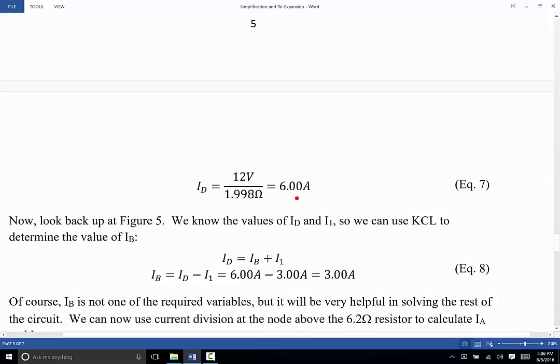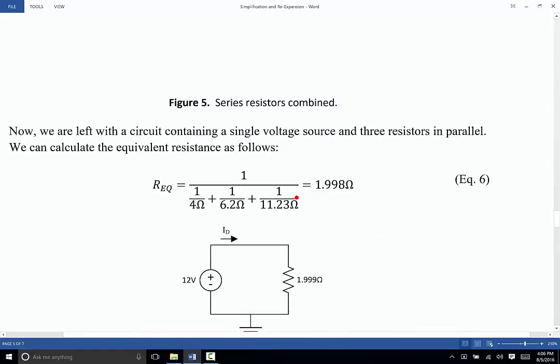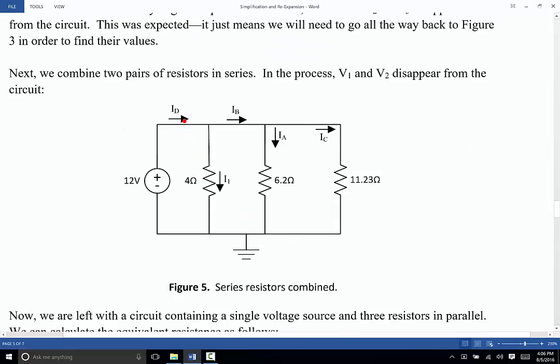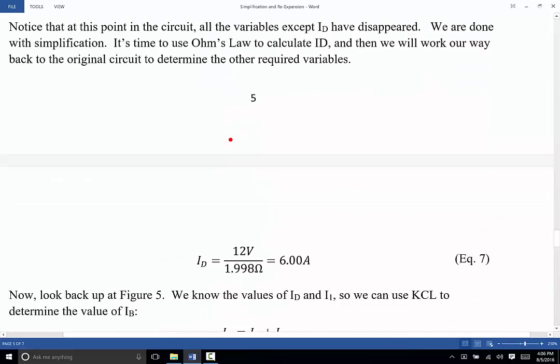Now I have to go backwards. I'm going to go back up to figure 5 now. It's because I sub D is in figure 5, and I know the value of I sub D. But I also know the value of I sub 1. Remember, we calculated that as 3 amps at the beginning of the problem? So I could do Kirchhoff's current law at this node right here above the 4 ohm resistor, and I could calculate I sub B. I know I sub D, I know I sub 1. If you know all the currents at a node except for 1, you can calculate the 1 current that's missing. So I'm going to calculate I sub B by Kirchhoff's current law.